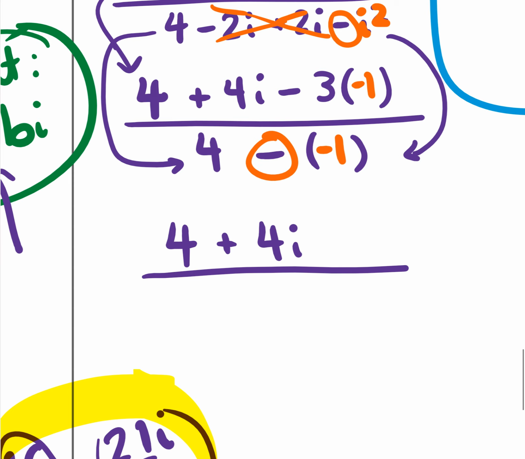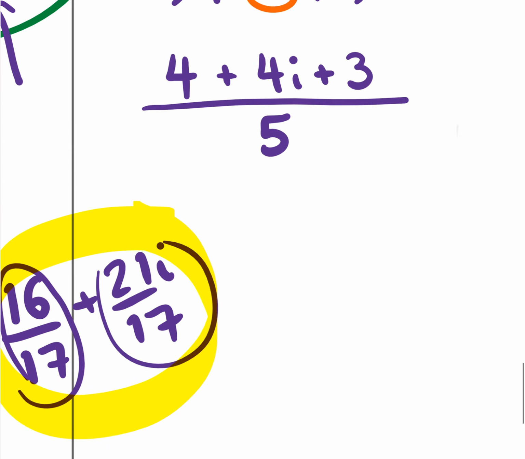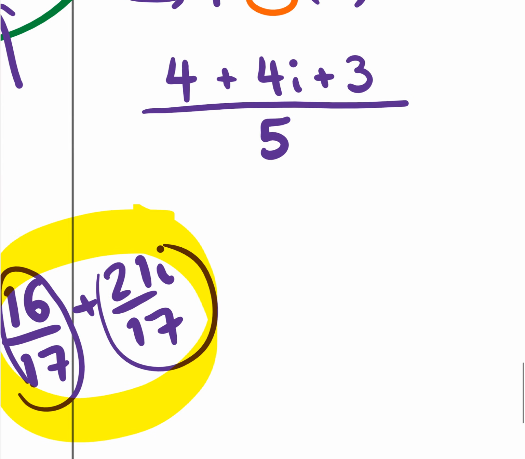All right, so let's see. I'm just going to rewrite the numerator, 4 plus 4i, but then we had a negative 3 times a negative 1. That makes positive 3. And then the denominator looks like 4 minus negative 1, which actually makes 4 plus 1, which is 5. So it looks like this is going similar to the last one. And then in the numerator, we have a few like terms now. The 4 and the 3 makes 7. And then there's a 4i. And that's all over 5.